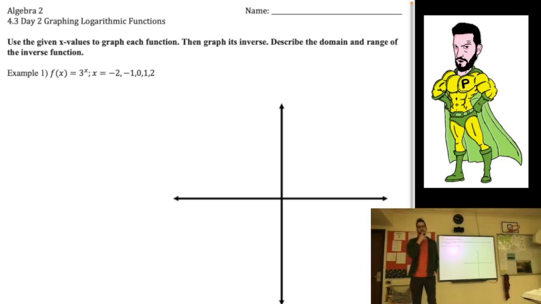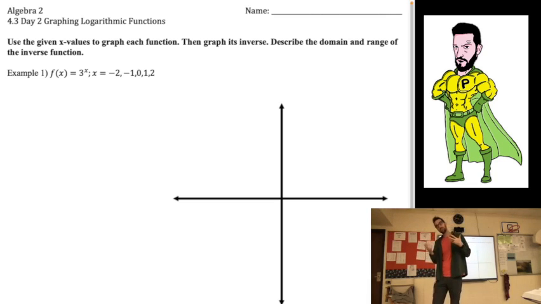All right, so we know that exponents and logarithms are inverses of each other. So when we're graphing logarithmic functions, we're going to start by graphing, or figuring out at least the coordinates of, an exponential function, and then if it's an inverse, you just flip the x and y coordinates. So that's how we're going to graph our logarithmic functions here.